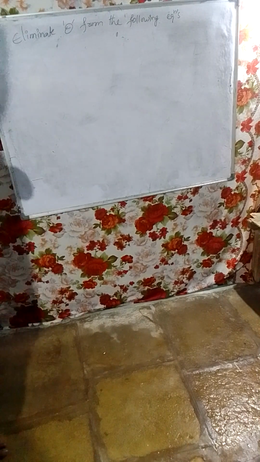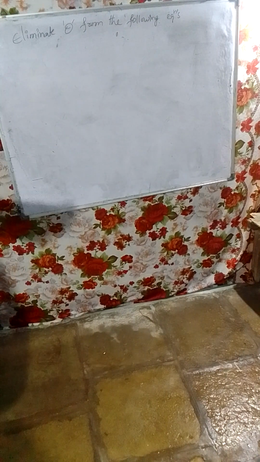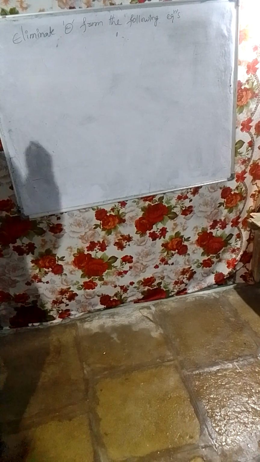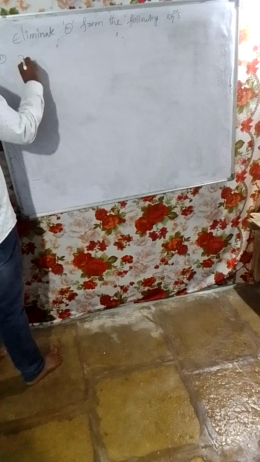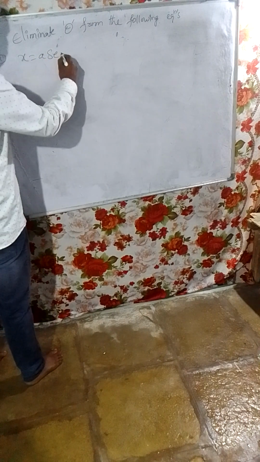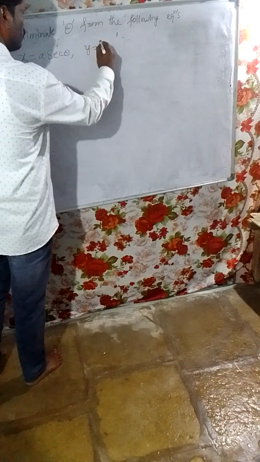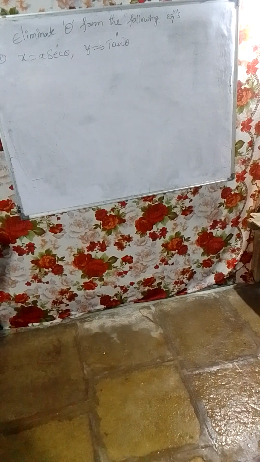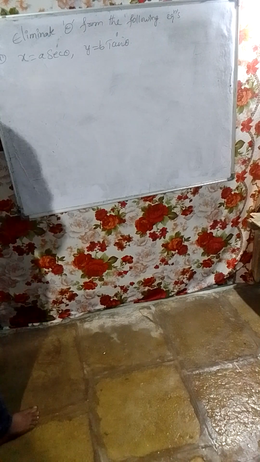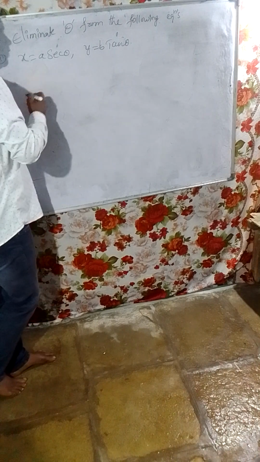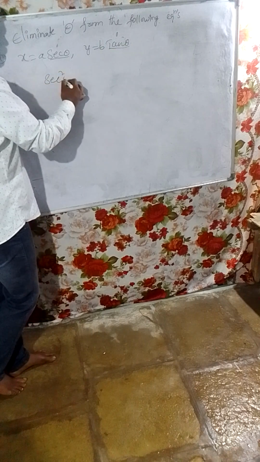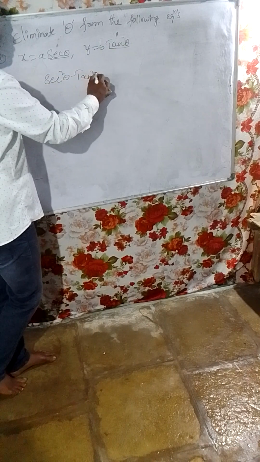One more question. Eliminate theta from the following equations. X equal to a sec theta, y is equal to b tan theta. What is the relation here? Secant square theta minus tan square theta equal to 1 is the relation.